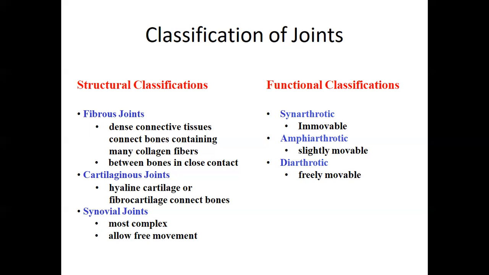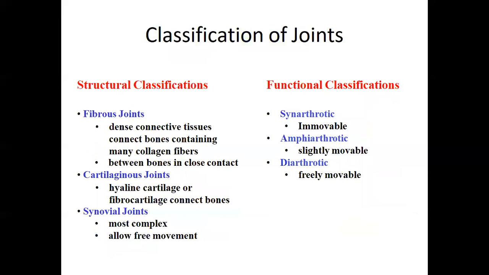Synarthrotic joints are immovable. These are joints that don't move at all, or they move so little that we can't see it. Amphiarthrotic joints are slightly movable, so they move very little. And then you have the diarthrotic joints that are freely movable. So again, structural classification is named by what it's made of: fibrous, cartilaginous, synovial joints. Functional classification is how much it moves: synarthrotic, amphiarthrotic, diarthrotic.